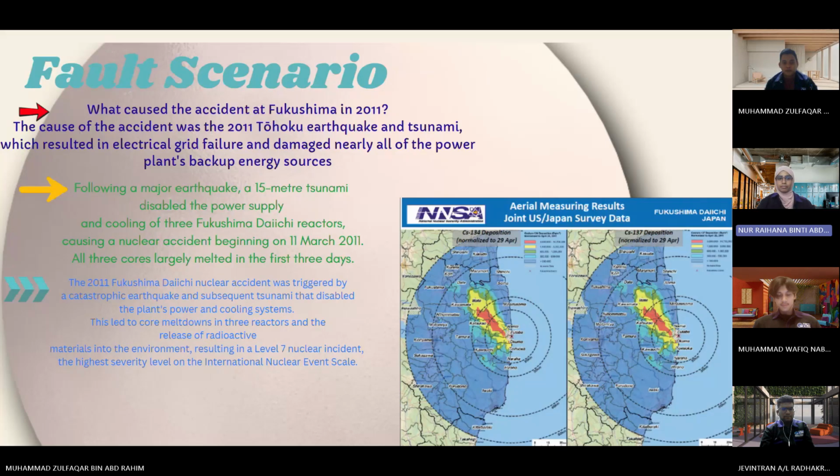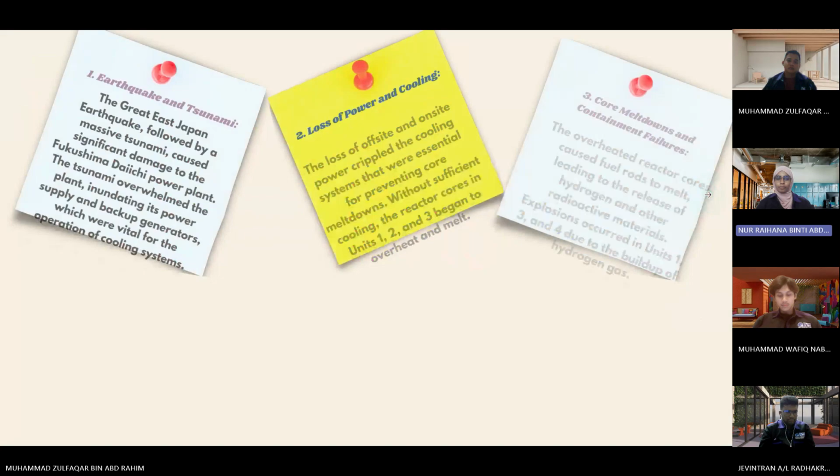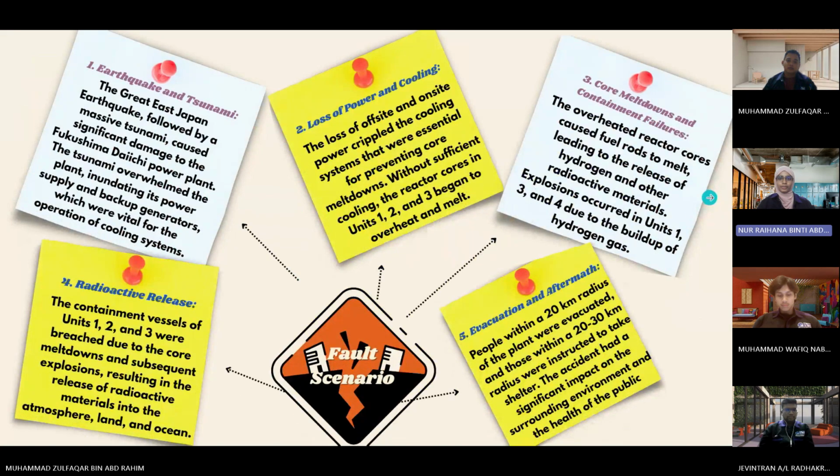The 2011 Fukushima Daiichi nuclear accident was triggered by a catastrophic earthquake and subsequent tsunami that disabled the plant's power and cooling systems. This led to core meltdowns in 3 reactors and the release of radioactive materials into the environment, resulting in a level 7 nuclear incident. That is the dangerous one, the highest severity level on the International Nuclear Event Scale. From the fault scenario, okay, so we'll look through.